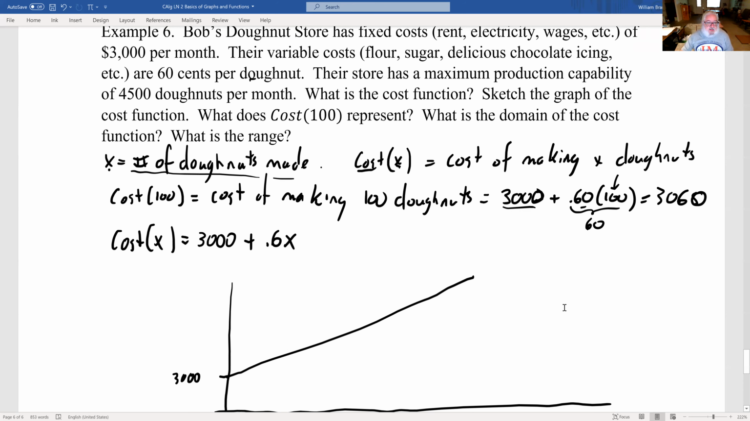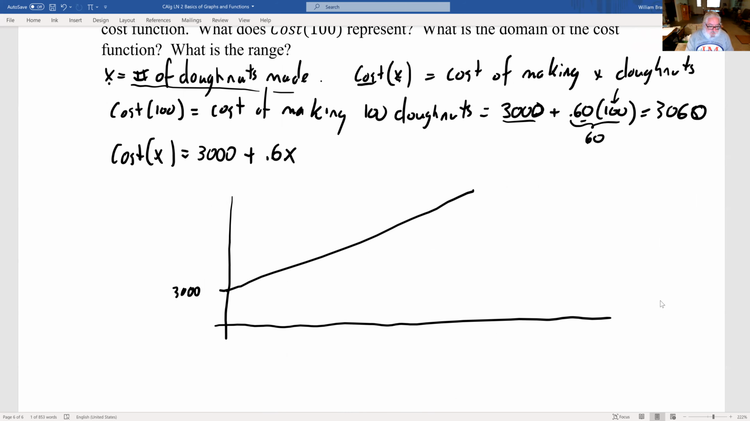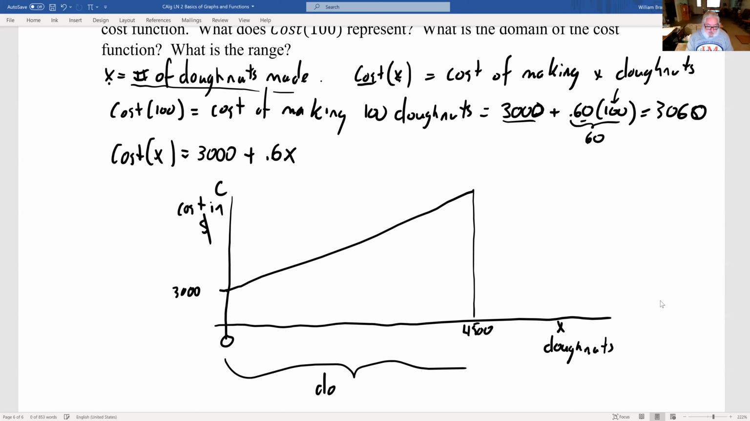What's the domain of this function? Well, they actually tell us that. You can make up to 4,500 donuts per month. That's the maximum production capacity. So they can make anywhere from 0 to 4,500 donuts a month. This is my x-axis, donuts made. This is my c-axis, that's cost in dollars. So the domain is easy. They can make anywhere from 0 to 4,500 donuts.